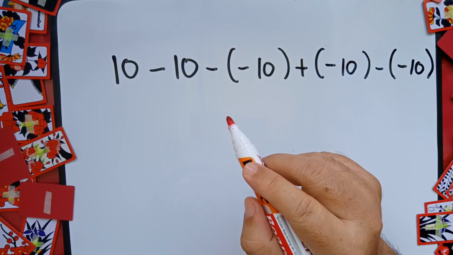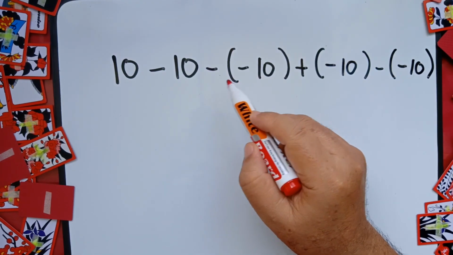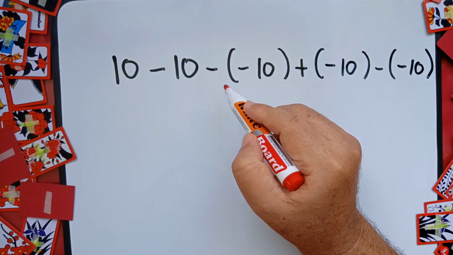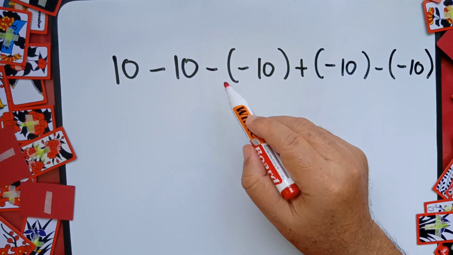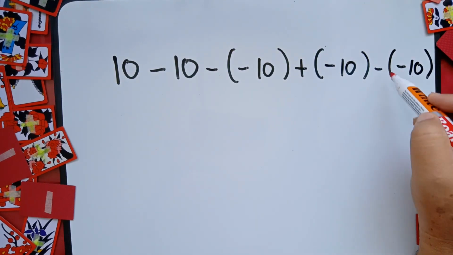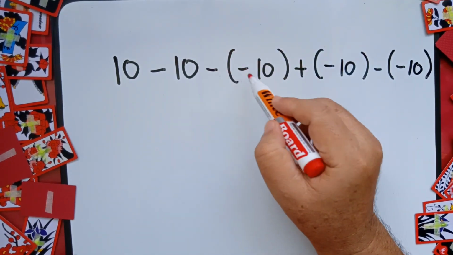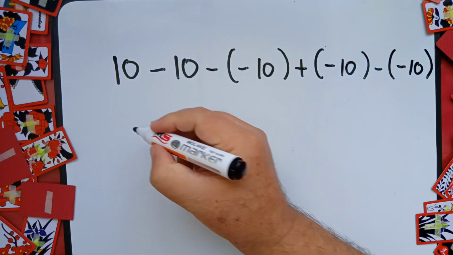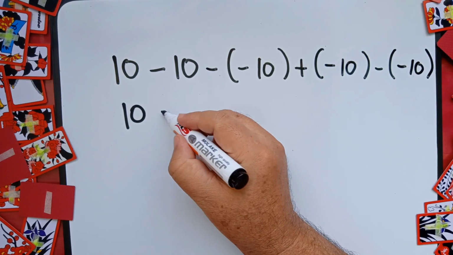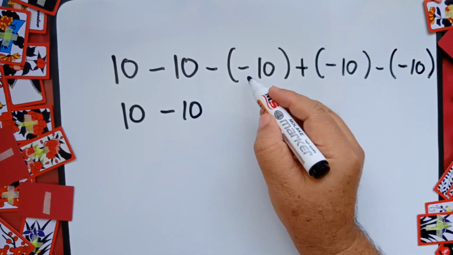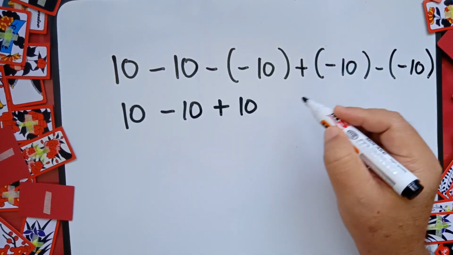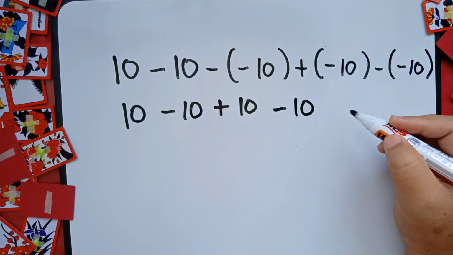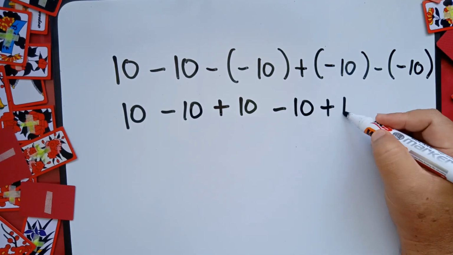You know the rule in multiplying integers. Negative times negative will become positive because there is a number 1 here. It's just invisible. So this is negative 1 and this is also negative 1. So we have to multiply. So this will become what? This will become 10 minus 10. Negative times negative will become positive. Positive times negative will become negative. Negative times negative will become positive.